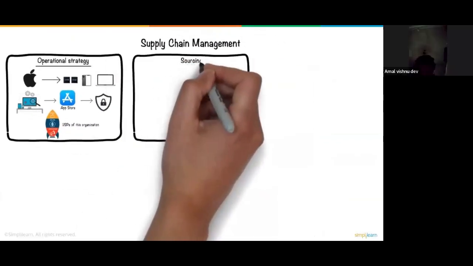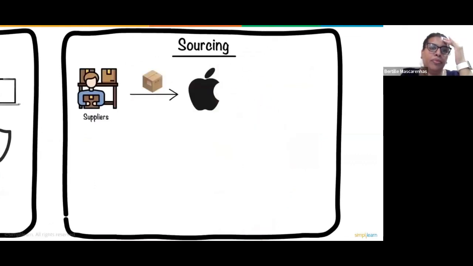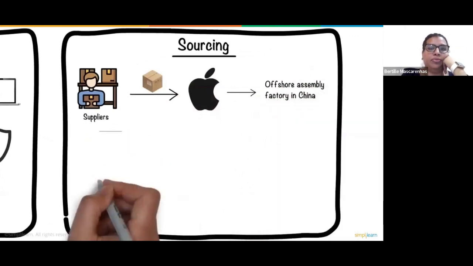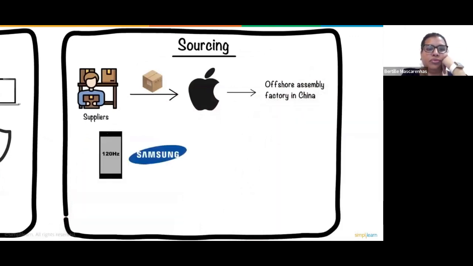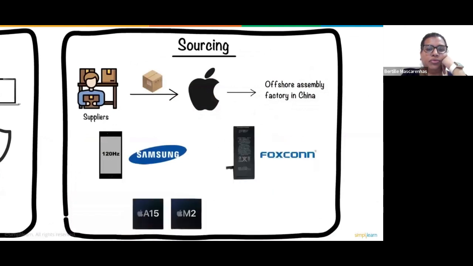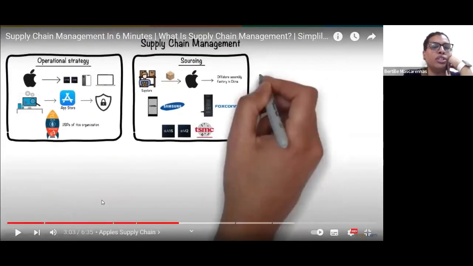The next stage is sourcing. In this stage, Apple acquires equipment and materials from suppliers and then ships them to the offshore assembly factory in China. The 120 hertz screens are exported from Samsung's Asan plant. Foxconn ships batteries, and the processing chips are manufactured and exported by TSMC. So you've got 3 key components coming from 3 different places. All right. Are you guys understanding so far?